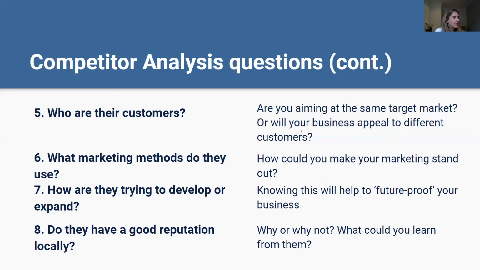After that, you'll ask or think about what marketing methods your competitors use. If you plan to use the same ones, like say adverts and events, how could you make yours stand out? Or are there any other marketing methods or channels, like say social media, which you could take advantage of, which your competitors aren't using? The next thing to ask is how your competitors are trying to develop or expand their businesses. This is the information which will help you to future-proof your business, and think about what you need to do to remain competitive in the future.